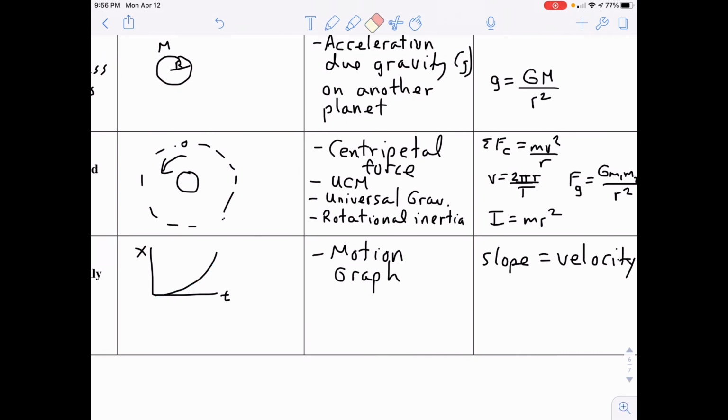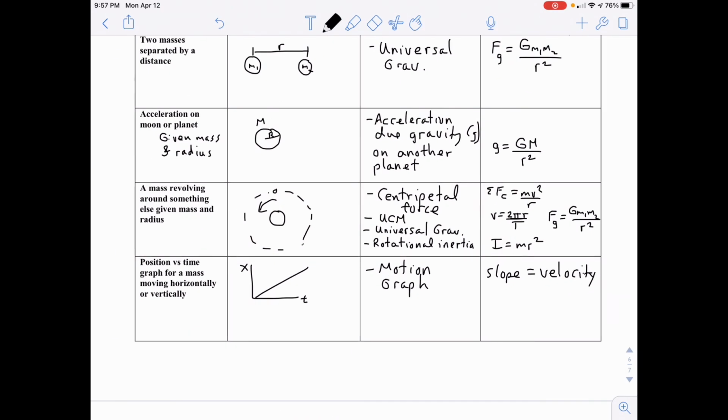Now, what if it's a straight line? Then the slope of that line equals the constant velocity, the average velocity, but the average of a constant value is that value. So it would equal the constant velocity.